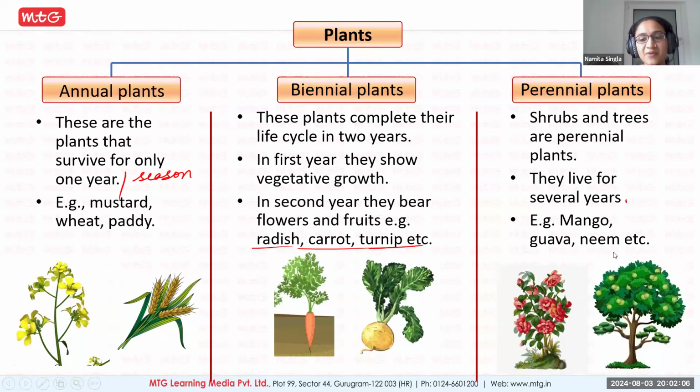Same is the case with guava, neem also. Rose plant is there. You grow the rose plant, first its green parts will develop. Later on, it will start flowering. But once these plants start flowering, they flower every year. Like once a mango tree starts producing fruit, every year it gives you mango fruit. Every year, an apple tree gives you apples. So in this way, they are called perennial plants, which survive for many, many years.